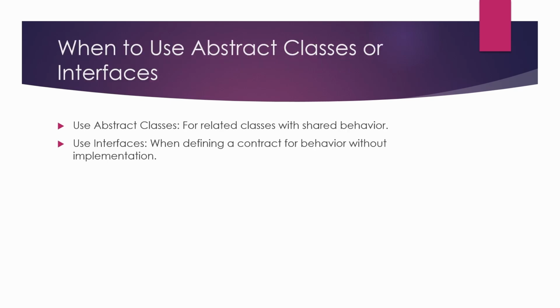So, when should you use an abstract class and when should you use an interface? If you have related classes that share common behavior, an abstract class is a good choice. If you need to define a common set of operations for unrelated classes, then an interface is more appropriate.